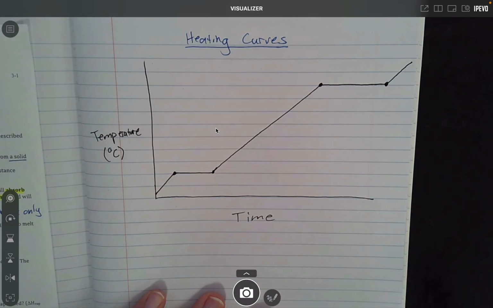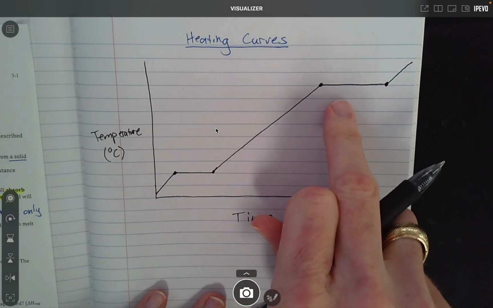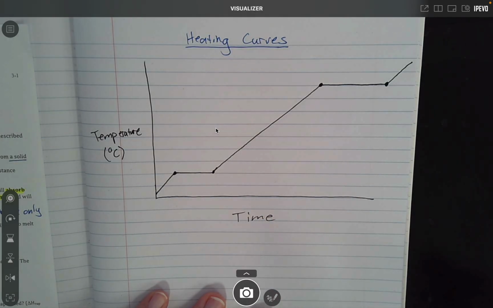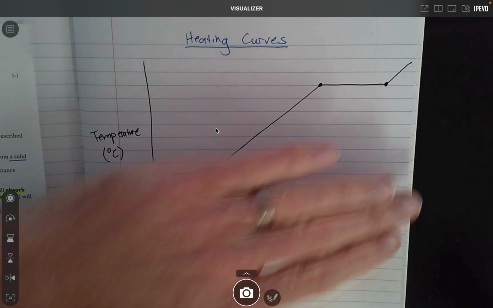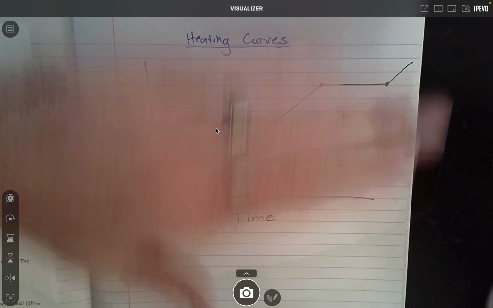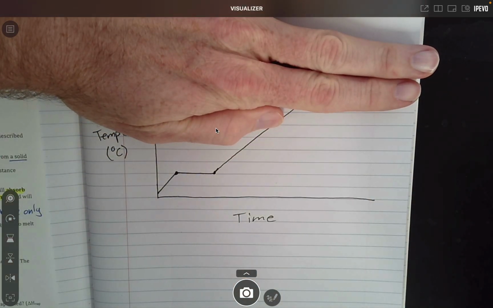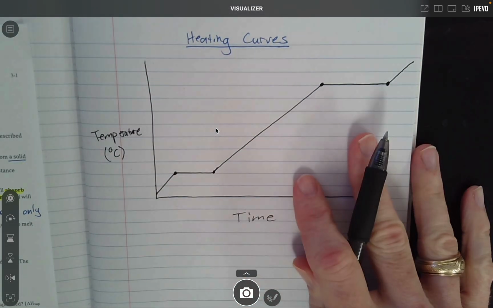So there are three different sloped parts and there are two plateaus. So a full heating curve will always show those right there. Okay. Now, they could give you just this, right? Or they could give you just this, and you just would look at that, but this would be a full one.